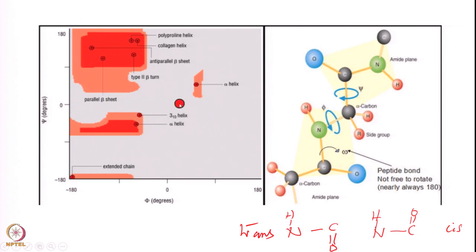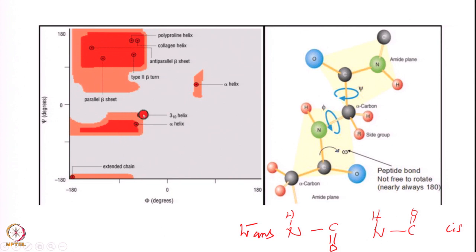You have the 0, 0 in the middle here, and then you have the plus 180 and minus 180, that is the convention that is used, and of course that is also the trans, and here you have the gauche conformations. Now you see, if your phi and psi angles are in this domain, in this area, this will lead to the formation of a helix structure. We talked about the helical structure.